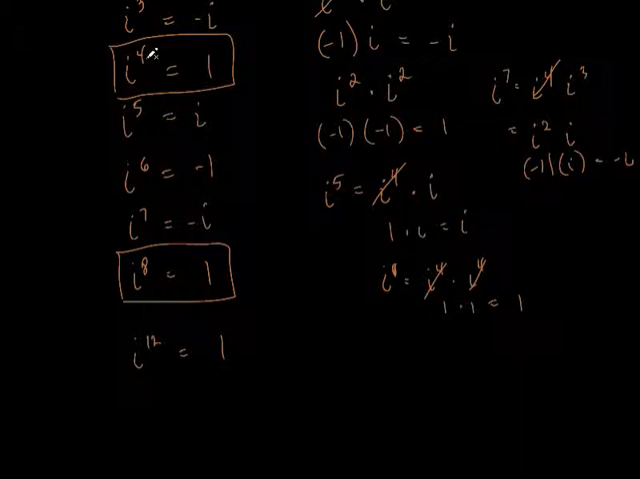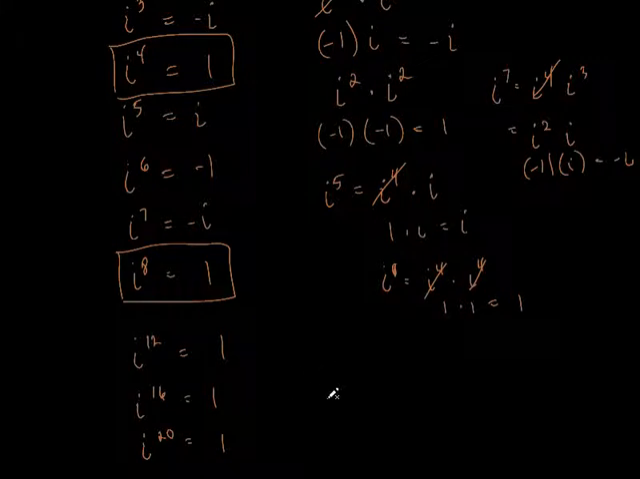That's right. Every exponent right here that's divisible by 4 is going to come out to 1. Do you see that? So give me another one that's equal to 1. I to the 16th. That's equal to 1. Give me another one. I to the 20th. That's equal to 1. Agreed? You can keep on going if you wanted to.